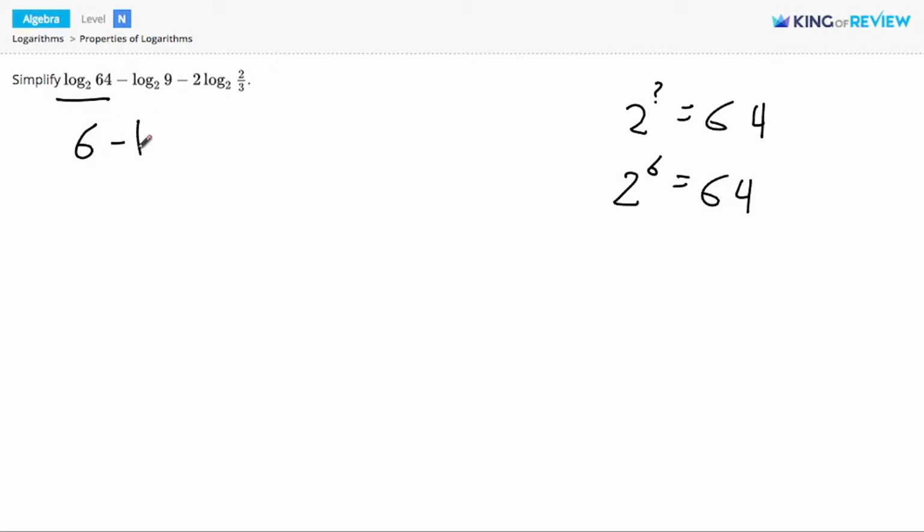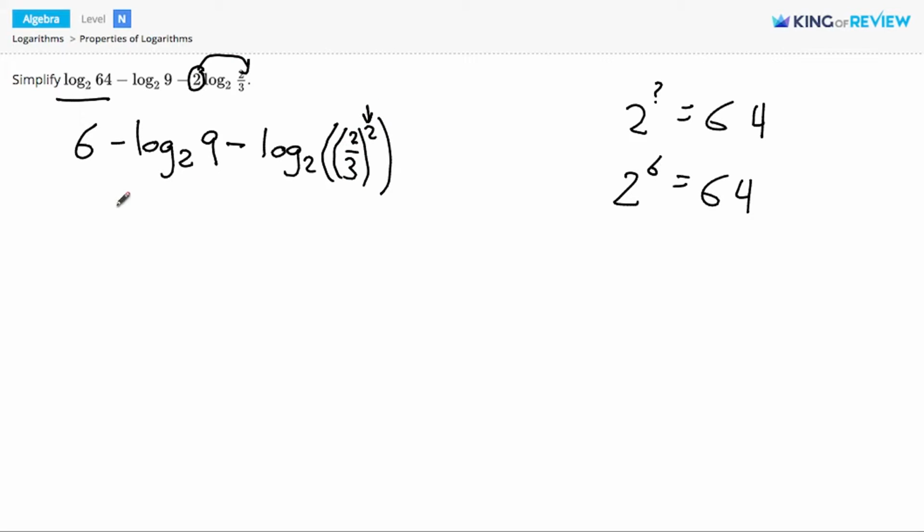Now we can't do the same thing for the second log because you can't raise 2 to any power to make it equal exactly 9. So let's leave that log there for a moment. In the third log, we're going to use the property that if you have a number multiplied by a log, you can bring it inside the log as an exponent. So we're going to have the log base 2 of 2/3 squared. So I brought the 2 from outside the log inside the log as an exponent.